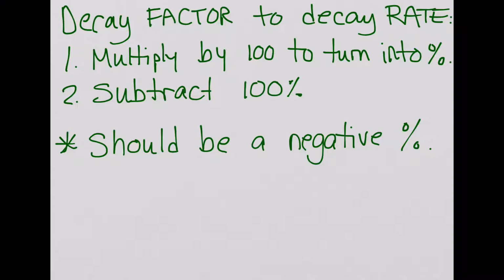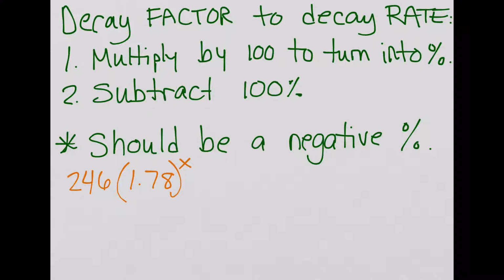How about going the other direction? If you've been given the decay factor and you want to turn that into decay rate, you have to first multiply by 100 to turn it into a percent and then subtract 100%. We're looking for a negative percent when we do this. So it's time for an example. What about if I gave you an equation and it starts like this, 246 times 1.78 to the x power?